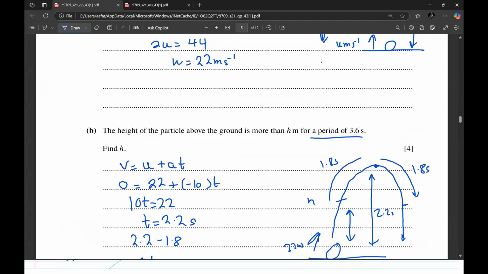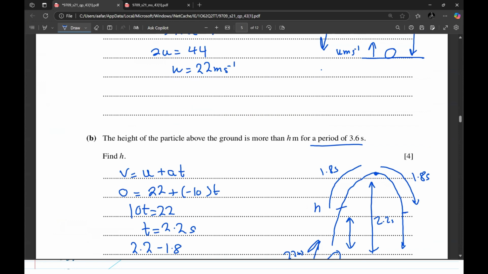That's only possible if we also consider the time it takes to return to the ground. So if it takes 2.2 seconds to reach, it takes 2.2 seconds to come back. That gives us a total of 4.4 seconds. So if we take, let's say, the ball is here at H, it is 3.6 seconds above H. That means it takes 1.8 seconds to reach maximum height, and then again 1.8 seconds to reach H again. That's how it will be above H for a period of 3.6 seconds.